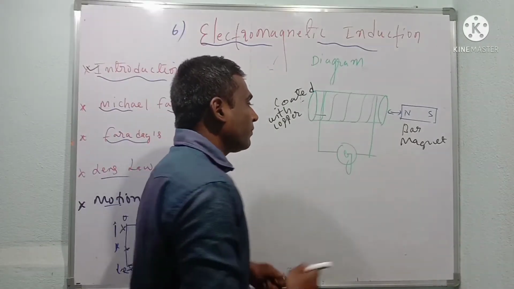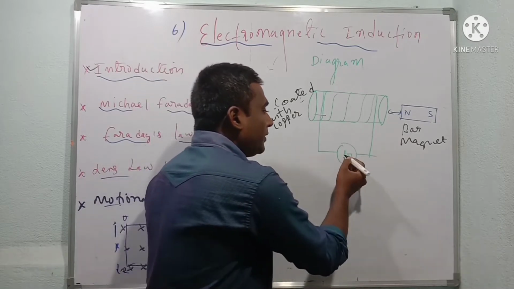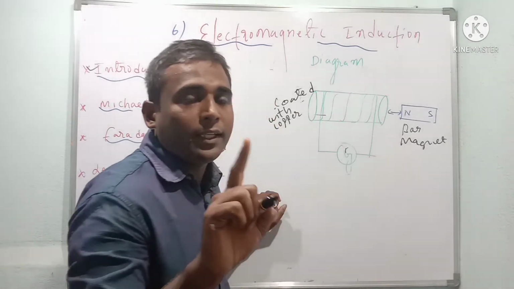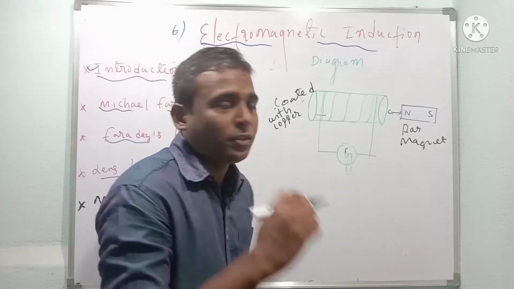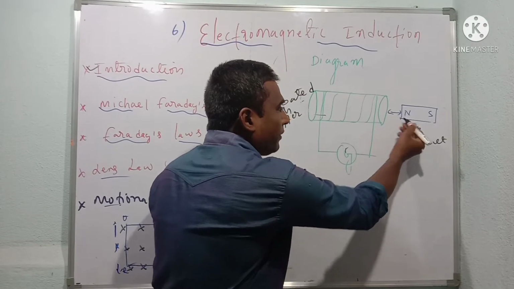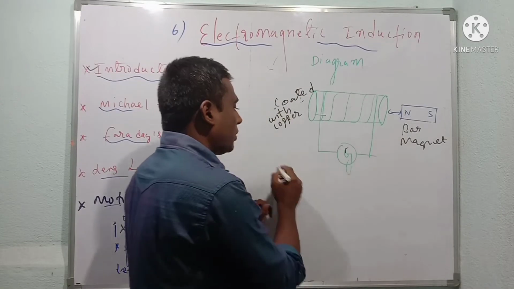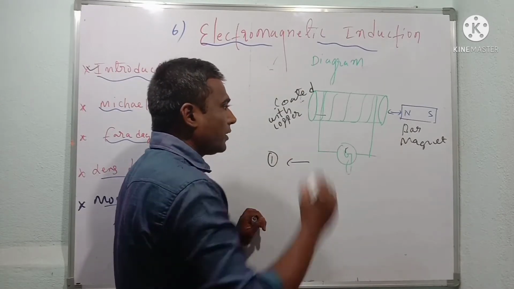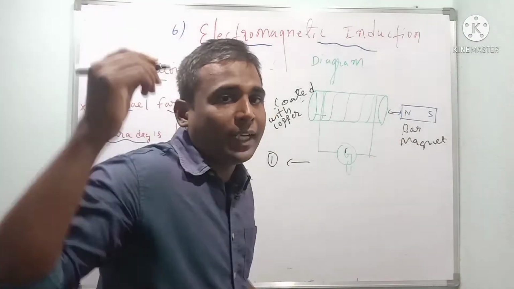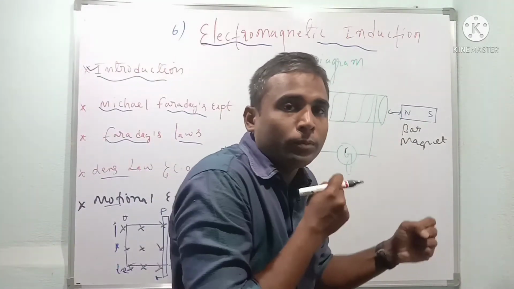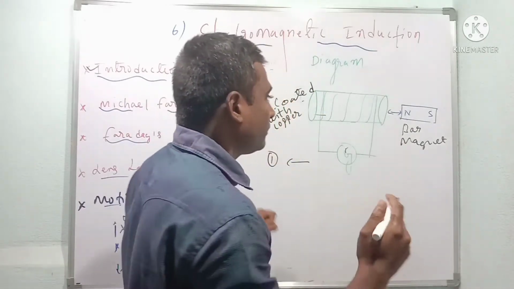Now what is my point? When I push the magnet inside, there is a deflection in the galvanometer. The needle is oscillating. Why? Because there is an interaction between the magnetic field and the coil. When I push a magnet inside the coil, there is a disturbance of the electrons in the wire. Electrons start to move and constitute an electric current, that is called electromotive force.